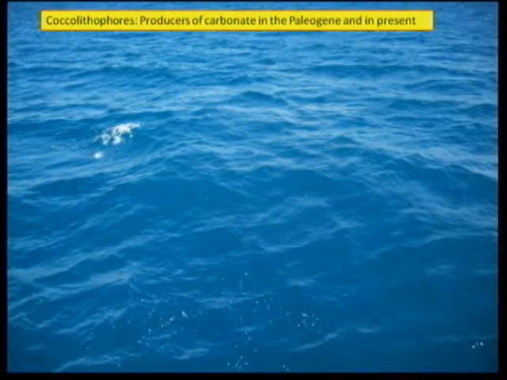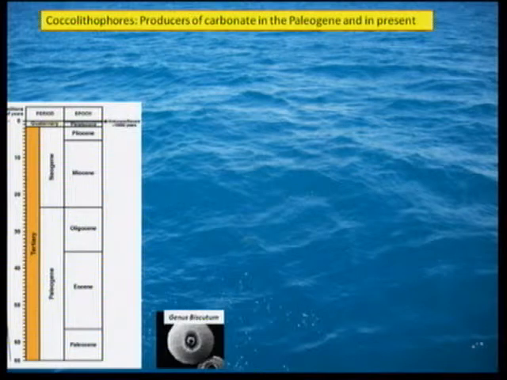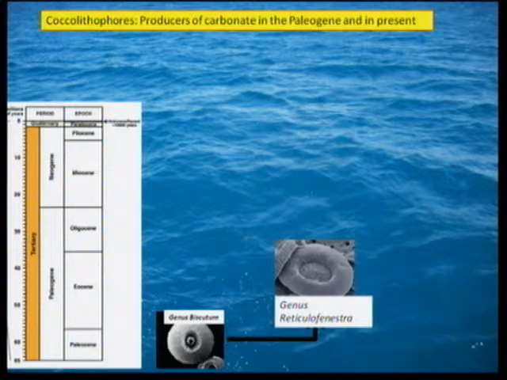Now, something about coccolithophores. Coccolithophores are producers of carbonate in the Paleogene and also at present. Looking at the time scale, this is the Paleocene, Eocene, Oligocene, about 50 million years before present. Crossing the KT boundary is a small, very primitive genus called Biscutum, which existed in the Cretaceous and managed to cross the KT boundary. Then it changed into several genera. One is the genus Reticulofenestra, named for the fenestra: you see here the central opening is grilled, reticulated.